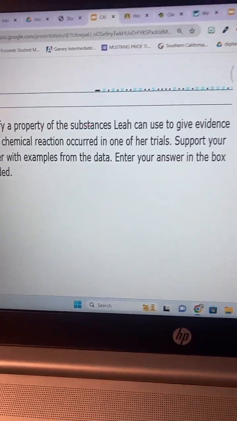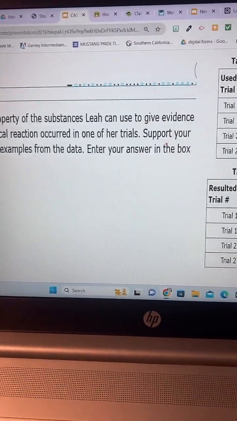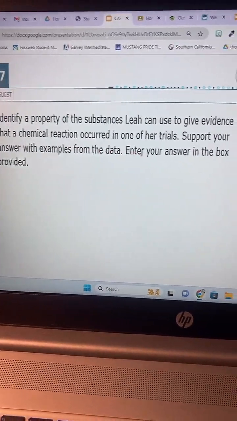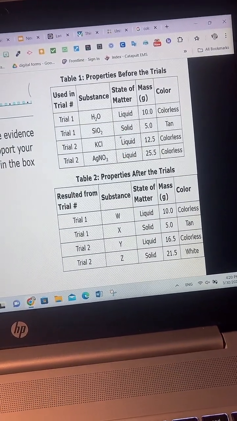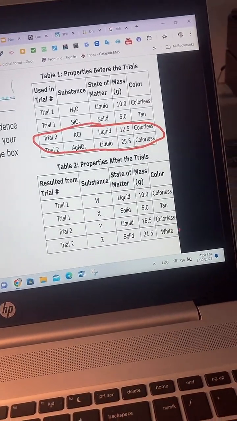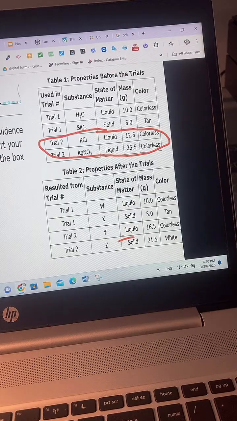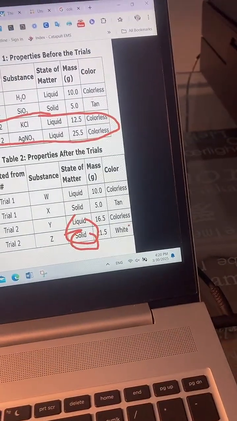So once again, let's look at our tables. Identify a property of the substances Leah can use to give evidence that a chemical reaction occurred in one of her trials. Support your answers with examples from the data. Remember, it actually turned out to be trial number 2, because specifically a liquid turned into a solid and a colorless substance turned into a white substance.